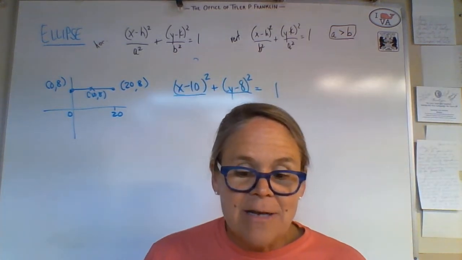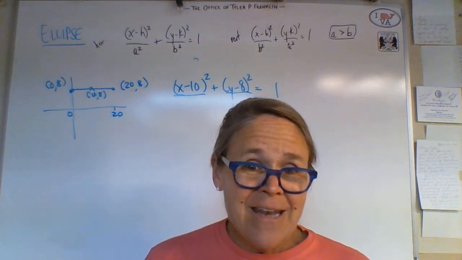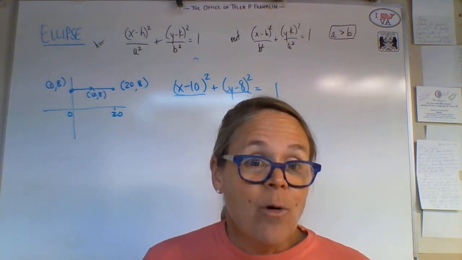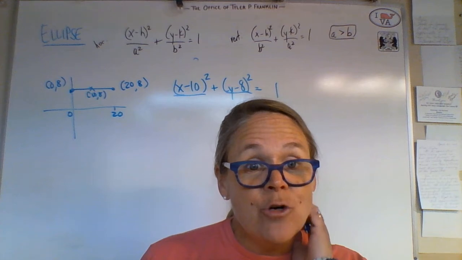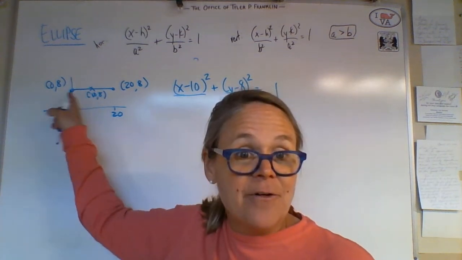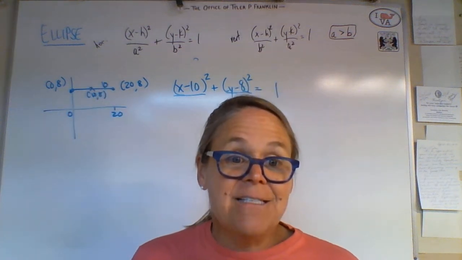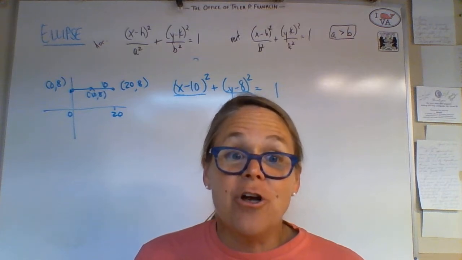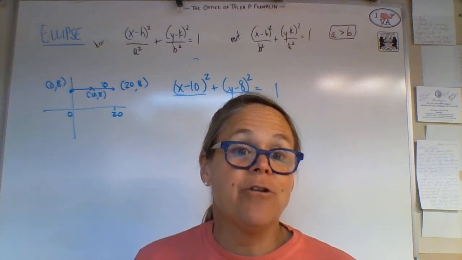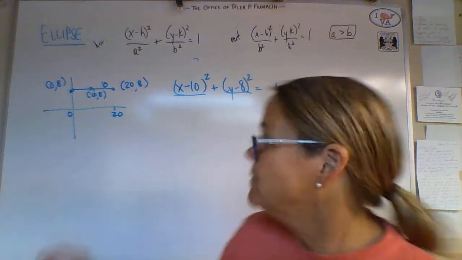So that gives you x minus 10 squared plus y minus 8 squared equals 1. Now you need the numbers underneath those x's and y's. Well, that's the number of spaces you moved from the center. To get from 0 to 10 or 10 to 20, you move 10 spaces. So that's your a. The square root of a squared was 10. So what are you going to put underneath that x number? 10 squared, which is 100.